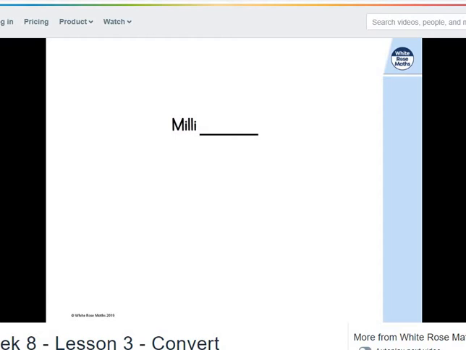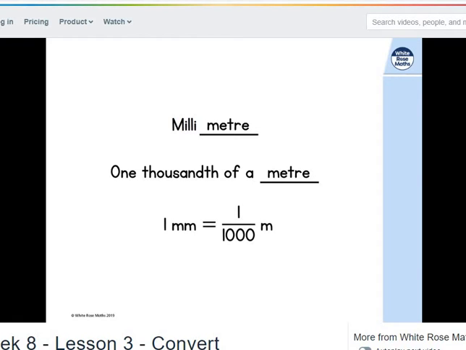So let's take that milli. At the moment we've just got the prefix milli, but let's put the rest of the word after it. So we've got the millimetre. A millimetre we can think of as a 1,000th of a metre. So, 1 millimetre is 1,000th of a metre, or as a decimal, 0.001 metres.